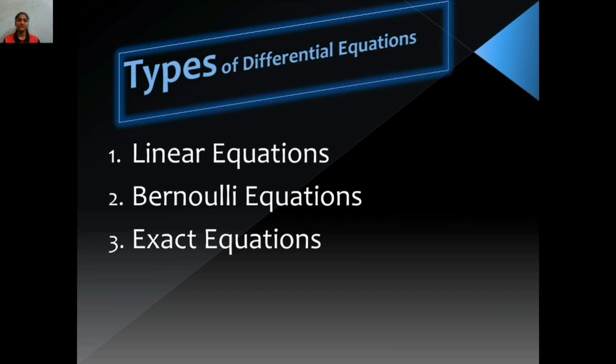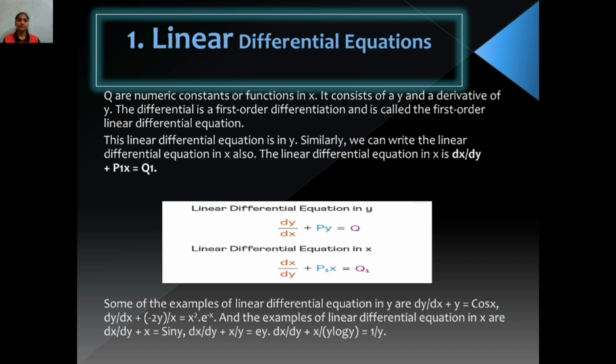Types of differential equations: linear equations, Bernoulli equations, exact equations. First one, linear differential equations. P and Q are numeric constants or functions in x. It consists of a y and a derivative of y. The differential is a first order differentiation and is called the first order linear differential equation.